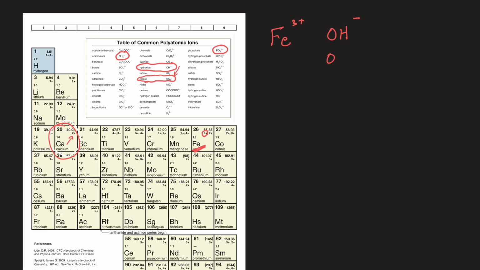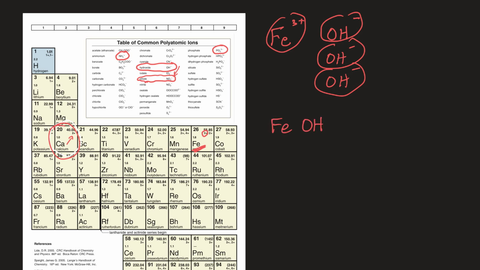Okay, so to balance the charges first, OH minus. So for every 1 iron 3 plus ion, I need 3 hydroxide ions. So I'll go Fe and then OH. Now you'd be tempted because there's not a number after the H right now, just to put a 3 there. But that 3, as it's written, only applies to the hydrogen, not to the oxygen.